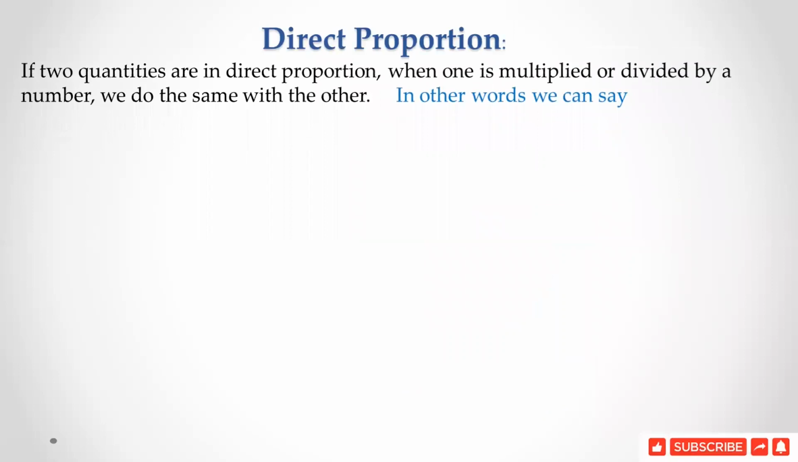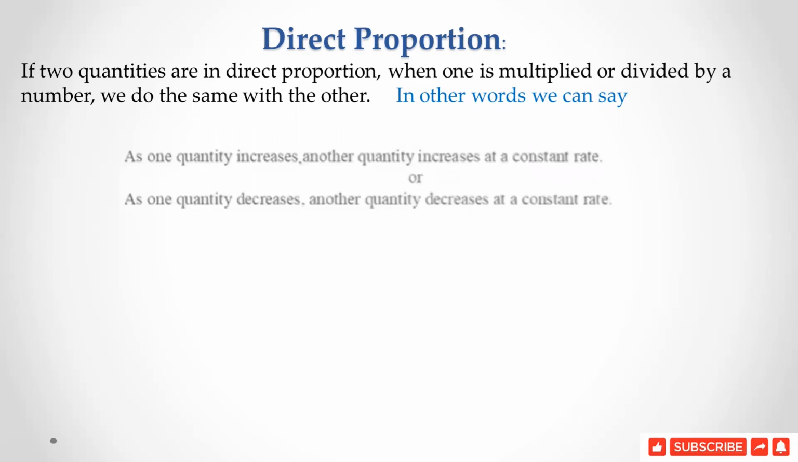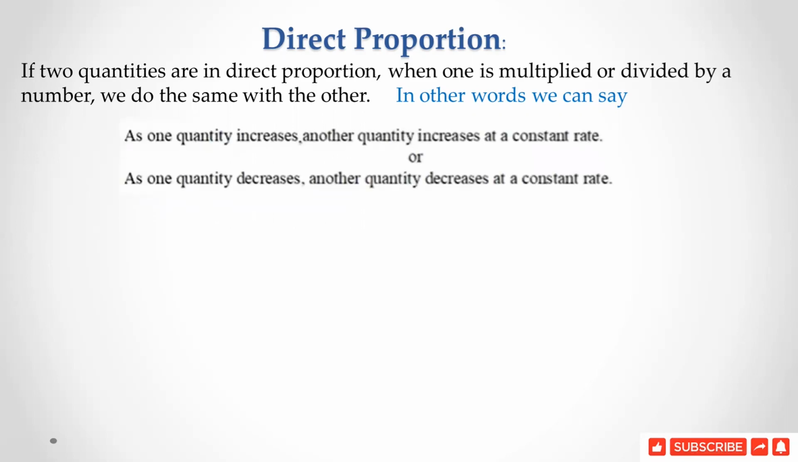If two quantities are in direct proportion, when one is multiplied or divided by a number, we do the same with the other. Or in other words, as one quantity increases, the other quantity increases at a constant rate, or as one quantity decreases, the other decreases at a constant rate. Meaning increasing or decreasing, the quantities are always at a constant rate.